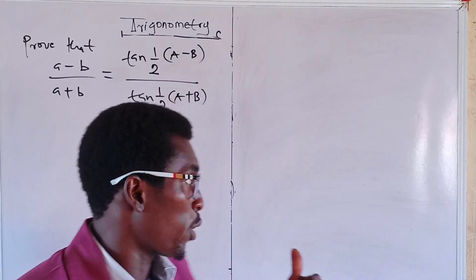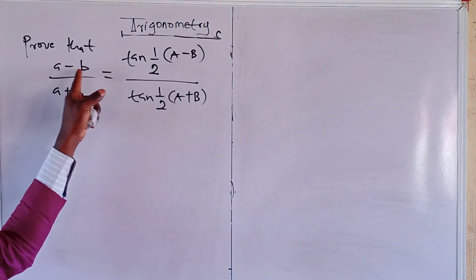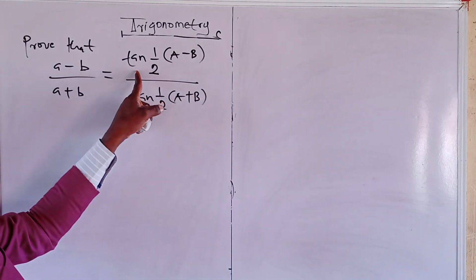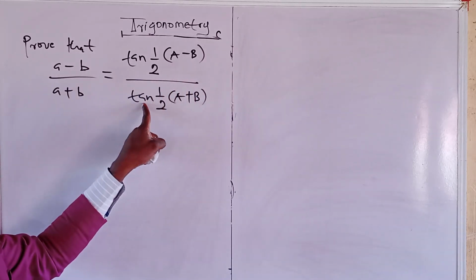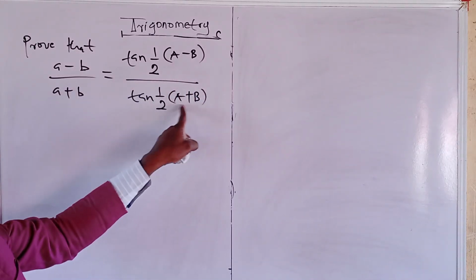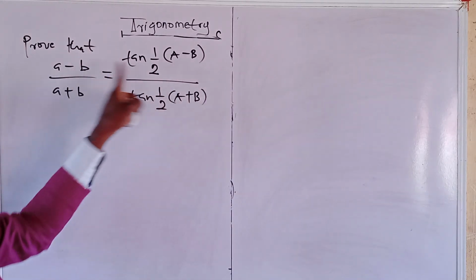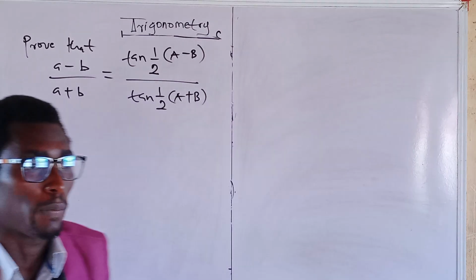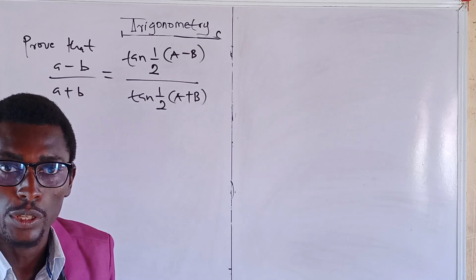So let's quickly look at the problem on the board. Here we are required to prove that (a − b)/(a + b) is equal to tan((A − B)/2) over tan((A + B)/2). All right? So we have to prove this left-hand side to be equal to this. Now, when carrying out a proof in mathematics, you don't do that by trial and error. You are deliberate on every step you take.